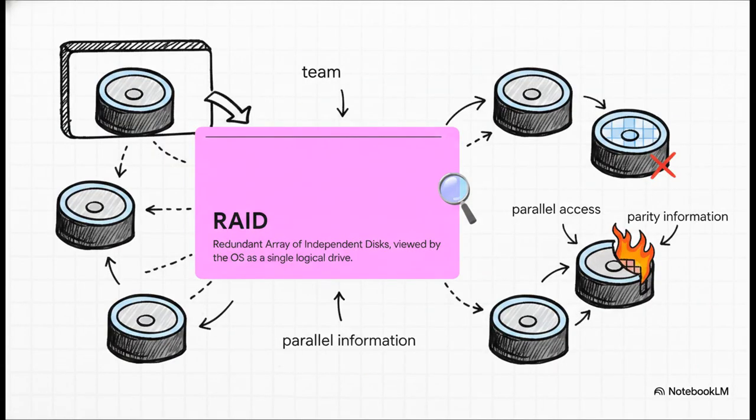Well, the answer is RAID, the redundant array of independent disks. This is literally the ultimate teamwork concept in computer architecture. Instead of relying on one super expensive, giant, fragile disk, RAID takes multiple independent physical drives and links them together, so the computer's operating system just sees them as one single logical drive. By striping, or splitting, data across multiple disks, we can read and write to all of them at the exact same time, which massively boosts speed. And by using some extra space to store parity information, which are basically mathematical backup clues, we guarantee that if one physical disk literally catches fire, we can fully rebuild the lost data from the surviving drives.